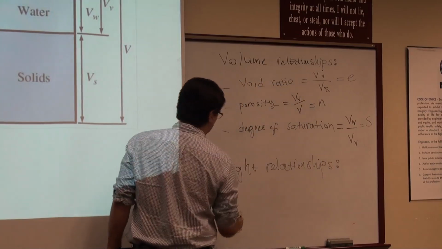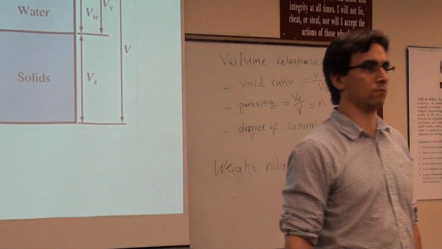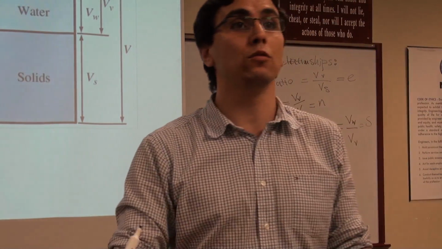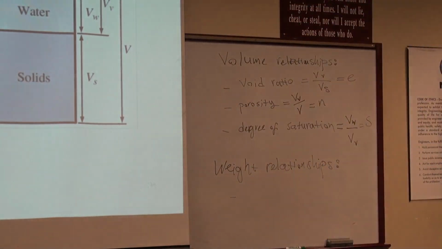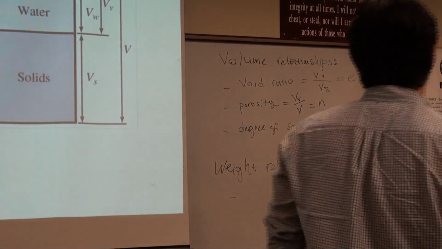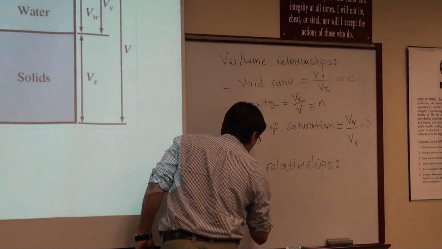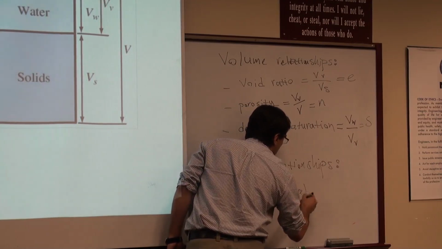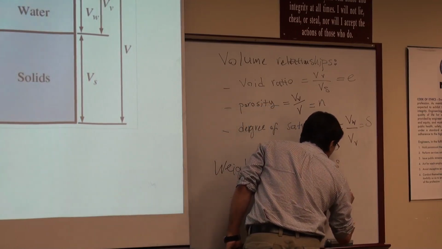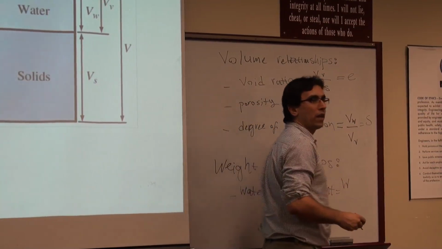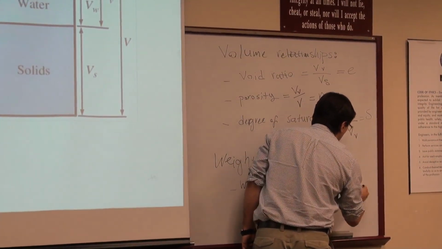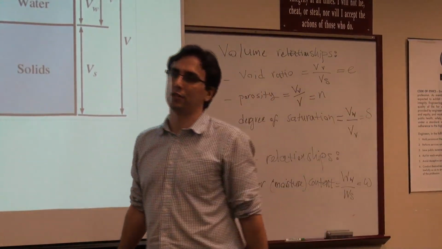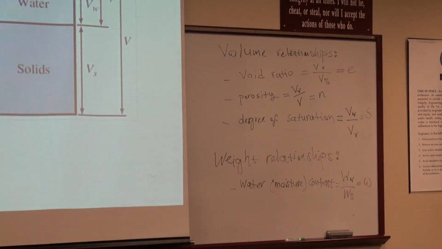Jody, what's the first one? The weight relationship? Specific gravity? No, not at all. We have two main weight relationships. First is moisture content or water content. It's the ratio between weight of water divided by weight of solid. We usually use omega, and it's in percentage. So this is the first one.